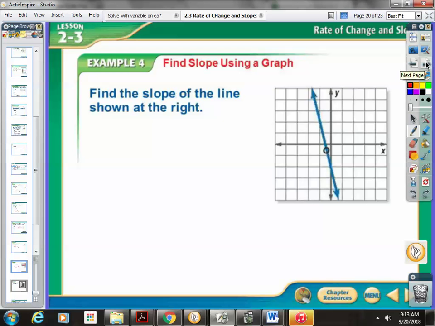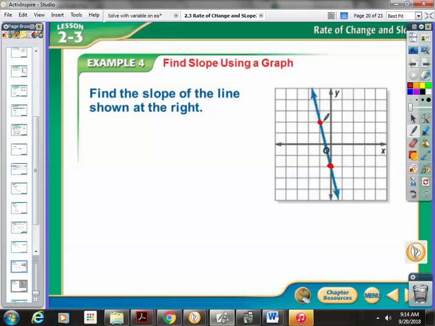How about this one? Find the slope of the line shown at the right. So somebody give me 2 good ordered pairs that I could use as my starting point. Logan, what's 1? 0, -2. I think that'll be fine. Haley, do you have another one? -1, 2 is good as well. Those are good points.